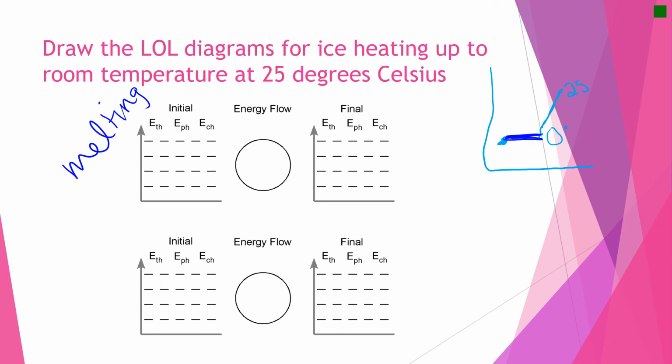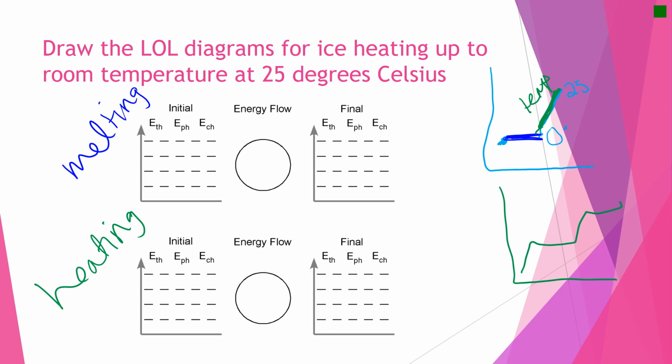Then when I get up to this part, this is going to be my temperature change or my heating change. So notice I have two separate diagrams for two LOLs. Every time you change on this heating curve, you are going to need to make a new LOL. So if I had it like this, let's just say, pretend that stops there, I would have 1, 2, 3, 4 LOLs. Okay. All right, so let's deal with melting.